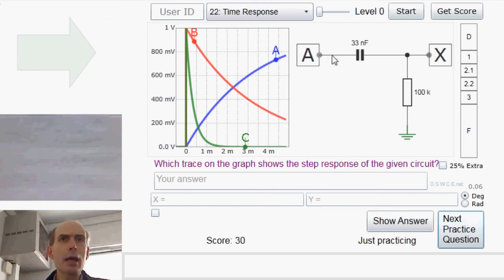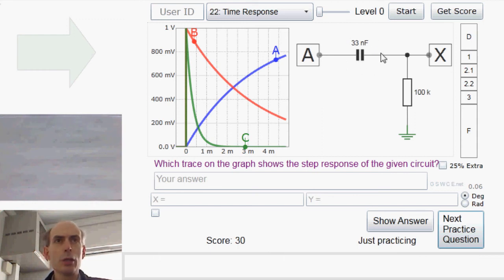Here we have a capacitor between A and X and a resistor down to ground. So if A suddenly shoots up from 0 to 1 volt, the voltage across the capacitor cannot change instantly. That's the thing about capacitors, you can't change the voltage across a capacitor instantly. So if the point here shoots up from 0 to 1 volt, the point here must shoot up from 0 to 1 volt right at time t equals 0 as well.